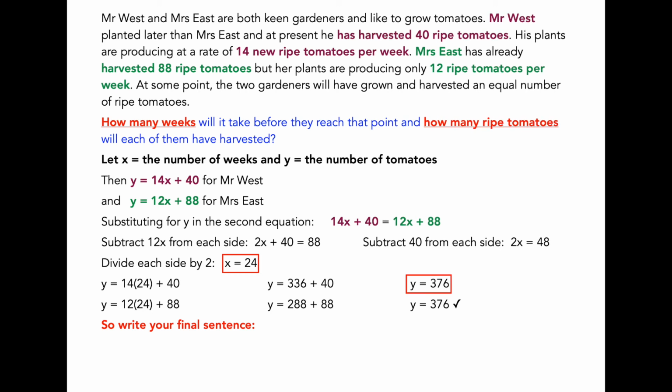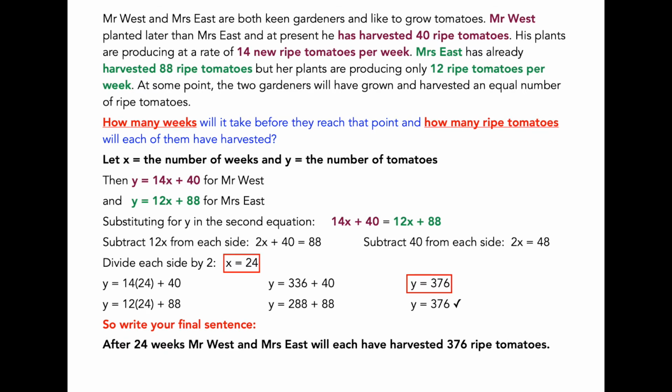Now, to finish the problem off and to make your teacher happy with your work, you're going to have to write those values which you've calculated into one final sentence. So that sentence will look like this. After 24 weeks, Mr. West and Mrs. East will each have harvested 376 ripe tomatoes. So our problem has been solved satisfactorily and our teacher will give us full marks.